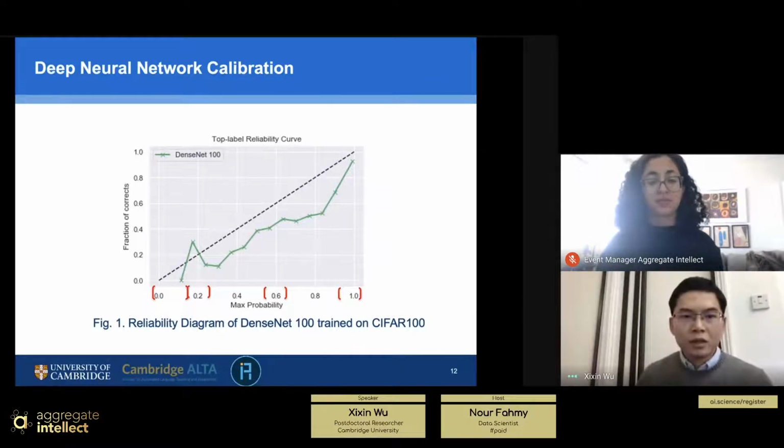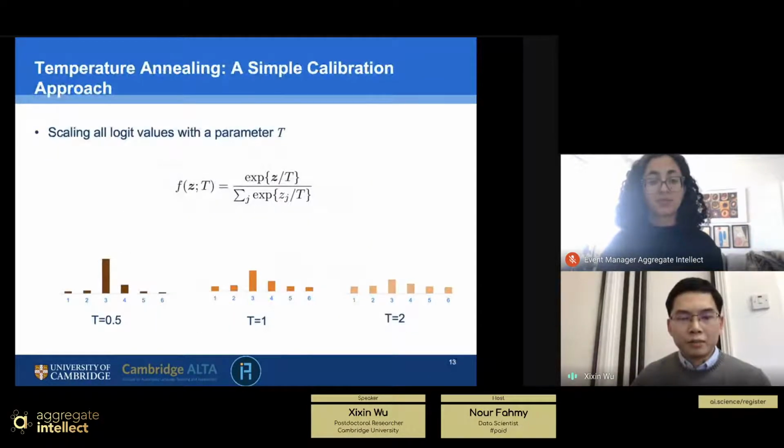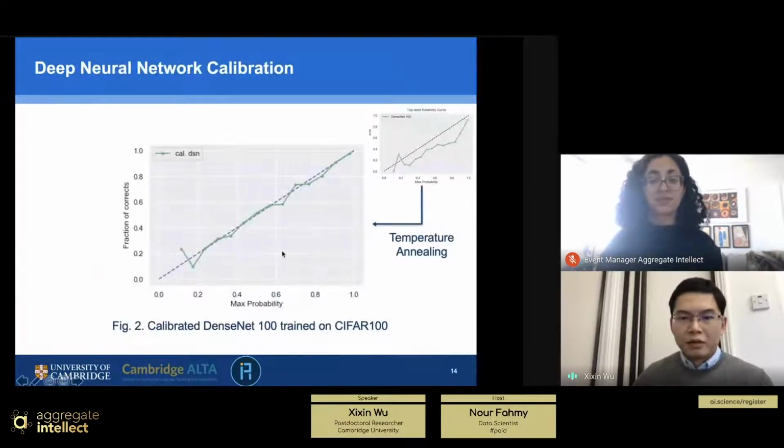overconfident. So one simple way to calibrate the prediction is to scale the logits with a parameter t, like this, before the softmax layer. With a smaller t, the distribution will become sharper, and with a larger t, the distribution will become flatter. This way, the predicted probability can be adjusted. As we can see, we use temperature annealing, so we can calibrate the DenseNet to a better calibrated system.